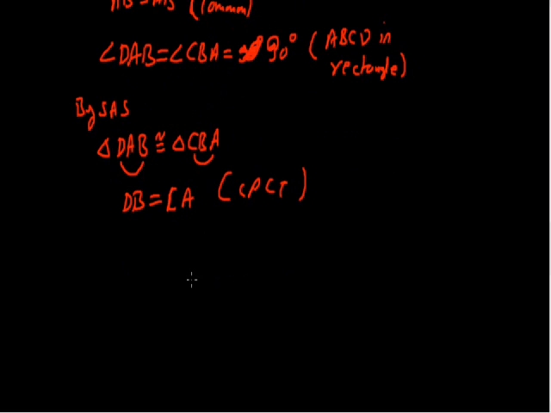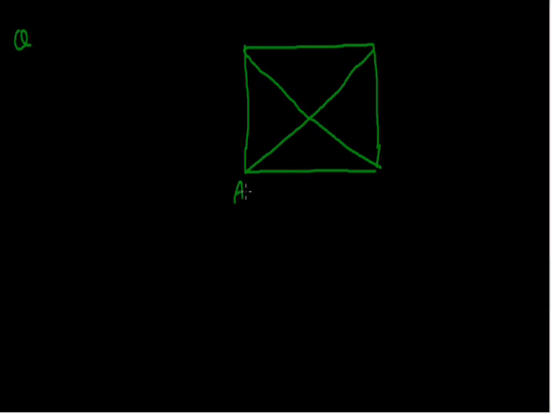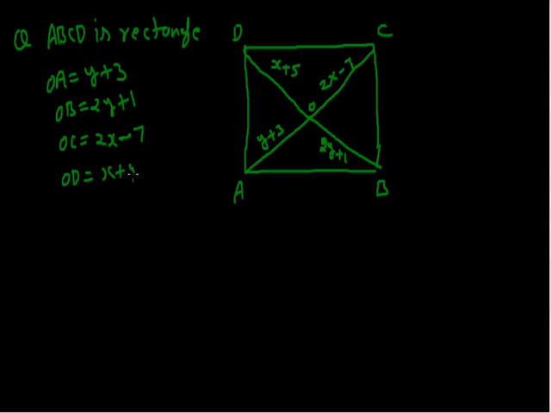Now we see some problems based on rectangle. In this question, it is given that ABCD is a rectangle, and OA equals y plus 3 units, OB equals 2y plus 1 units, OC equals 2x minus 7 units, and OD equals x plus 5 units. We have to find the values of x and y.